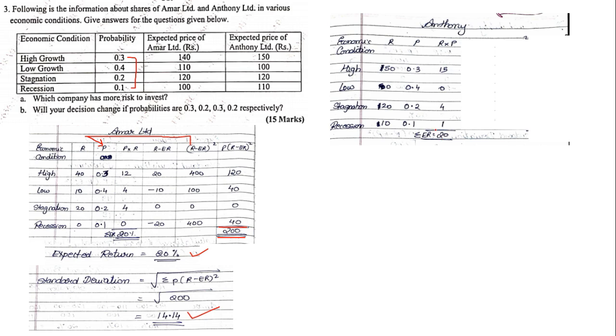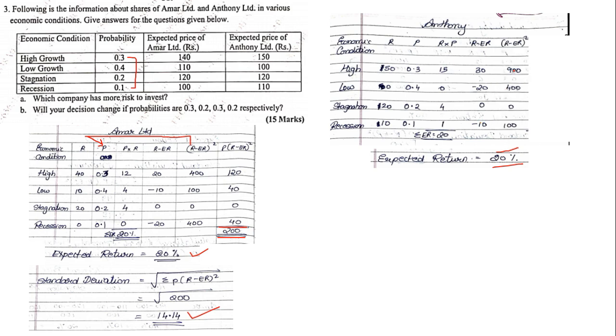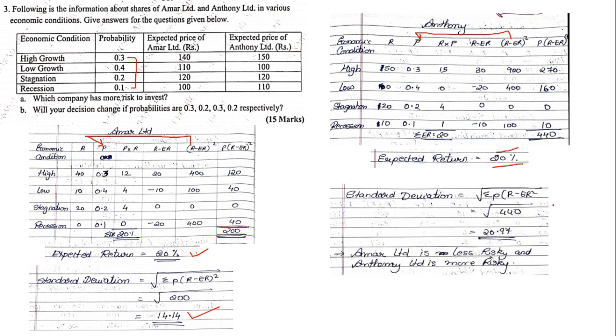Total comes to 20. Expected return is 20. Now all your returns minus 20, so 50 minus 20 is 30, 0 minus 20 is negative 20, 20 minus 20 is 0, 10 minus 20 is negative 10. The square: 900, 400, 0, 100. Now this multiplied with the probability, we get 270, 160, 0 and 10. Total comes to 440, so the variance is 440. So standard deviation is the root of variance, which comes to 20.97.